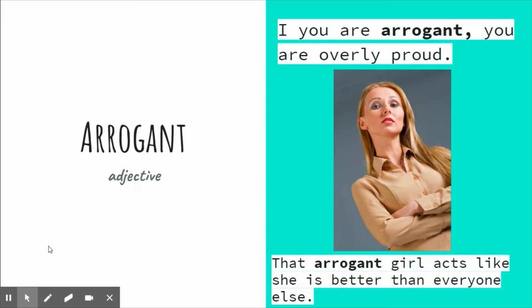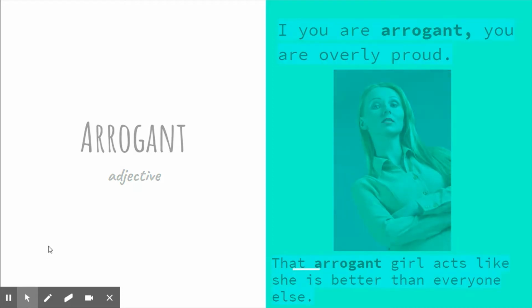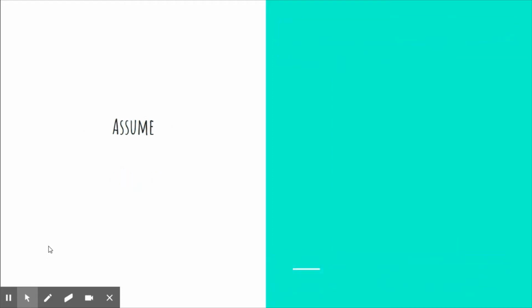And let's go ahead and use this word in a sentence. That arrogant girl acts like she's better than anyone else. Let's go ahead and read it together. Let's go. That arrogant girl acts like she is better than everyone else. Okay, friends. So our next word is assume.